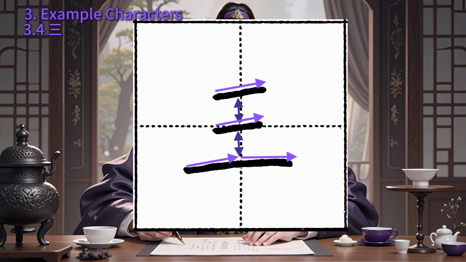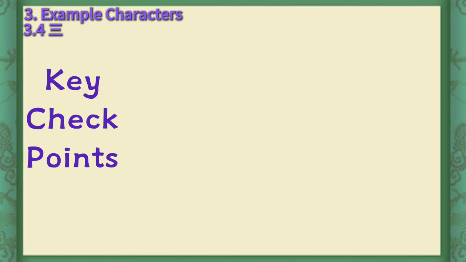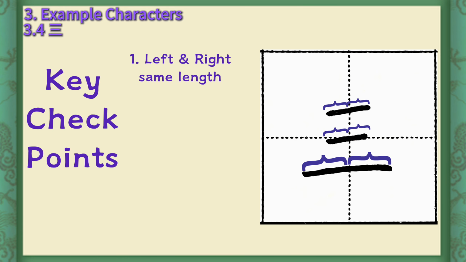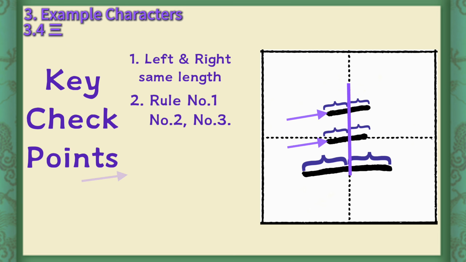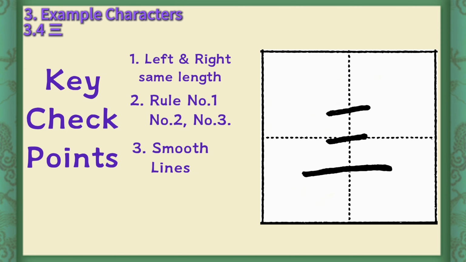So for us self-taught learners, here are the self-check key points. First, the length of both sides is almost equal. Second, the 3 strokes follow rule number 1, 2 ultra, and 3. Third, the strokes are smooth. Fourth, the distance between each Heng is just a little bit less than the length of the shortest Heng.